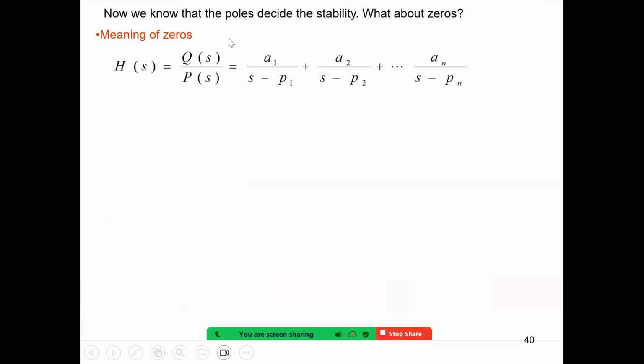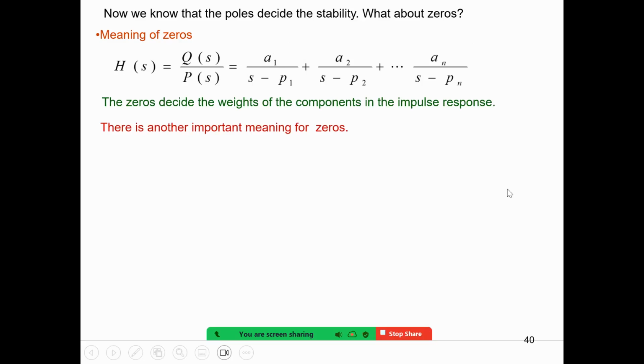The meaning of zeros: we know, if you have a transfer function and we do the partial fraction, the poles decide the denominator, but the zeros will decide the weights for each component. So the zeros decide the weights for the components in the impulse response.